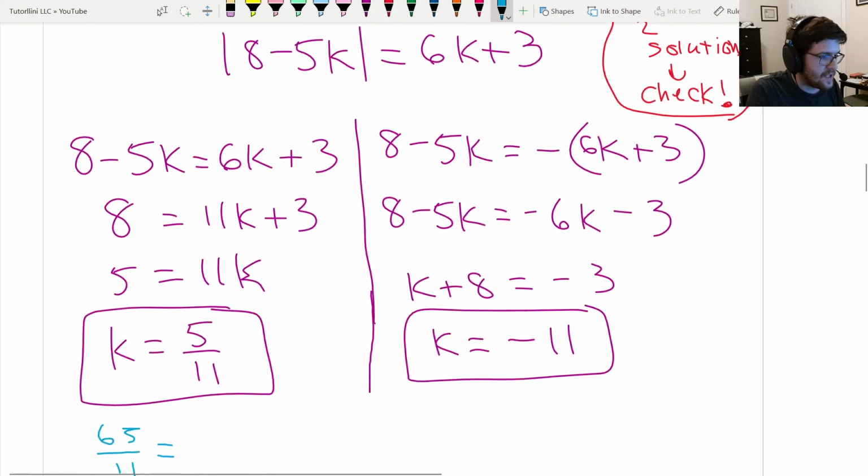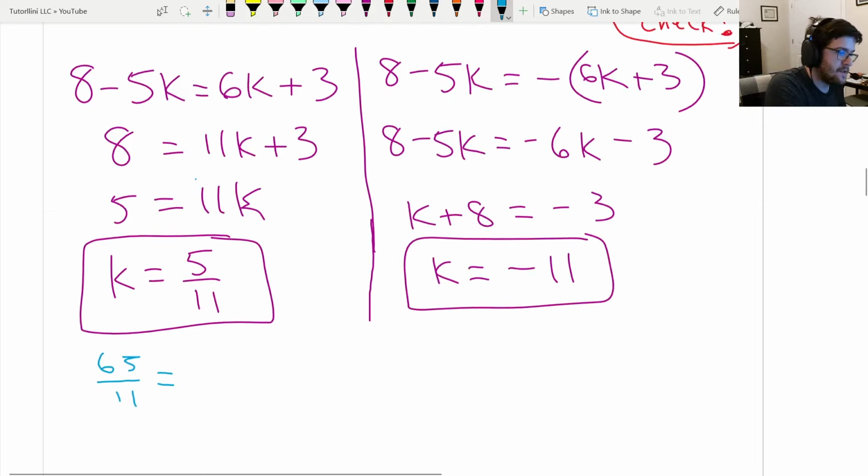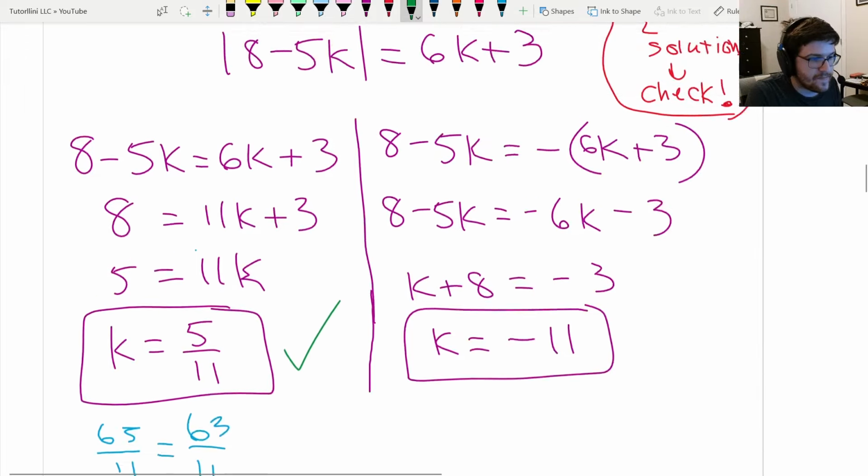And now let's do 6k plus 3. So 6 times 5 over 11 plus 3. That is also 63 over 11. So we get 63 over 11 equals 63 over 11. This is correct. That's probably our answer.